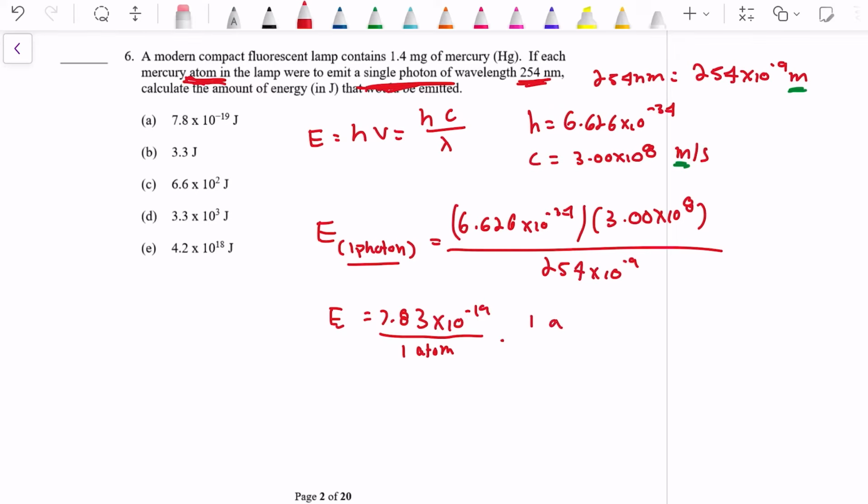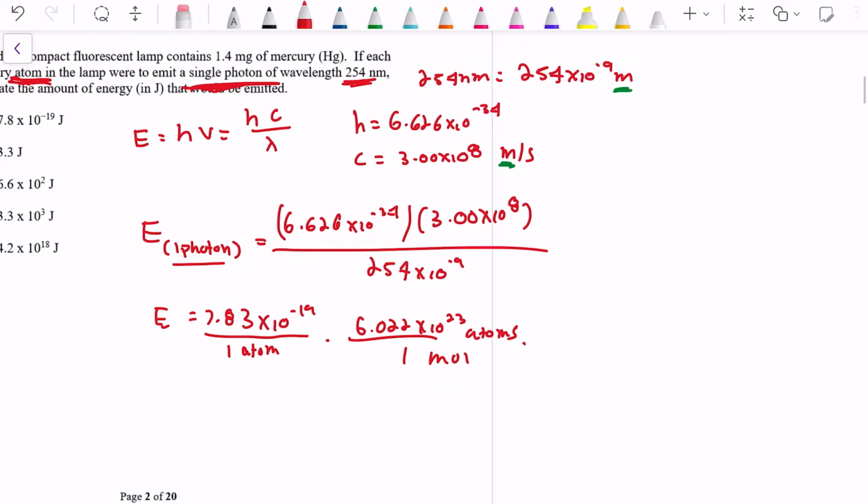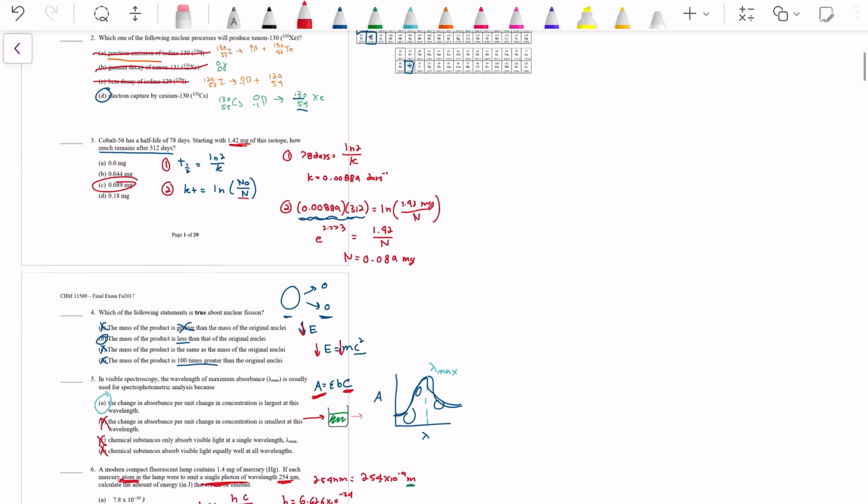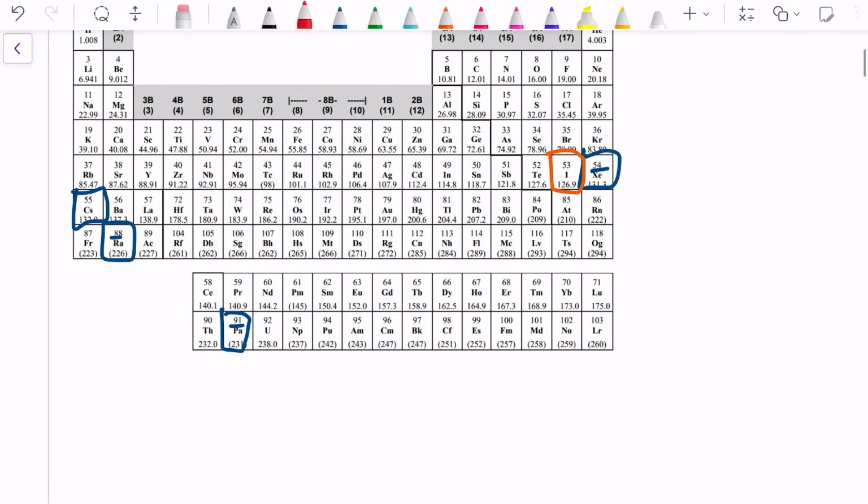Let's go to moles. I know there is an Avogadro's number of atoms in 1 mole, and then we can go from mole to milligrams, and then just times our milligrams. So 1 mole, and then we're going to need the molecular weight of mercury. All right, let's find mercury on the periodic table.